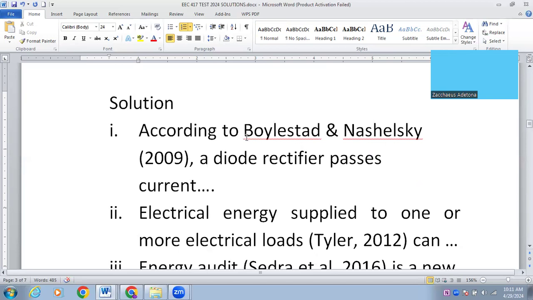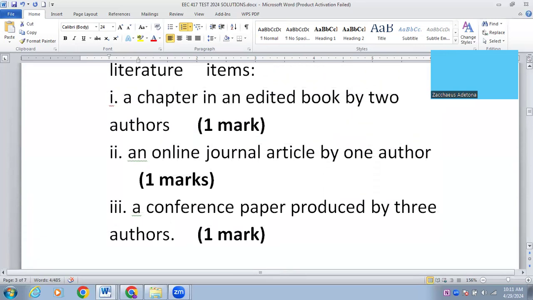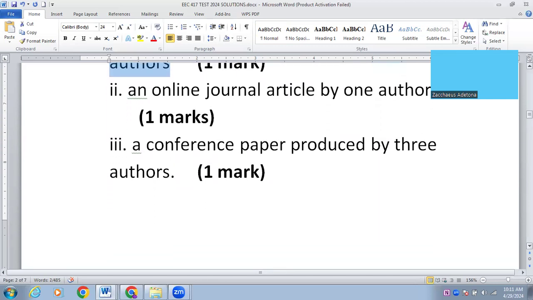So what we are interested in is this citation, Boysard and Nashevsky, 2009, that is put in this hypothetical statement. So you can see that we use the authors' names. When you look at question 1, citation, it says chapter in an edited book by 2 authors. You can notice that. So how do we represent 2 authors in the in-text citation of APA style?